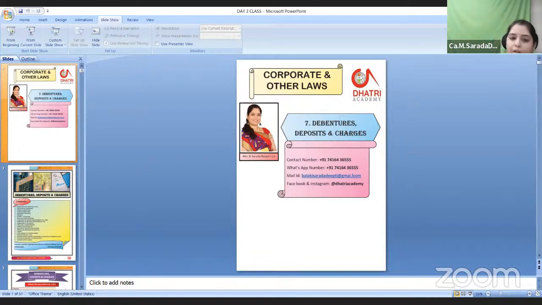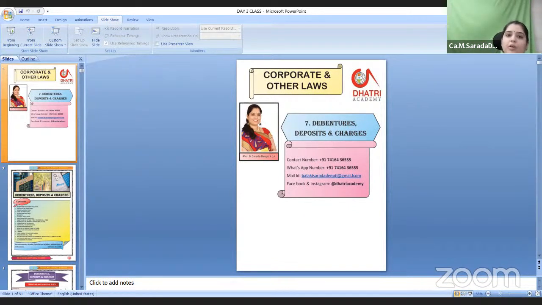Okay, so on the basis of priority, we have first debentures and second debentures. On the basis of negotiability, you have bearer debentures and registered debentures. On the basis of redeemability, you have redeemable debentures and irredeemable debentures. On the basis of security, you have secured debentures and unsecured debentures. On the basis of convertibility, you have convertible and non-convertible debentures.